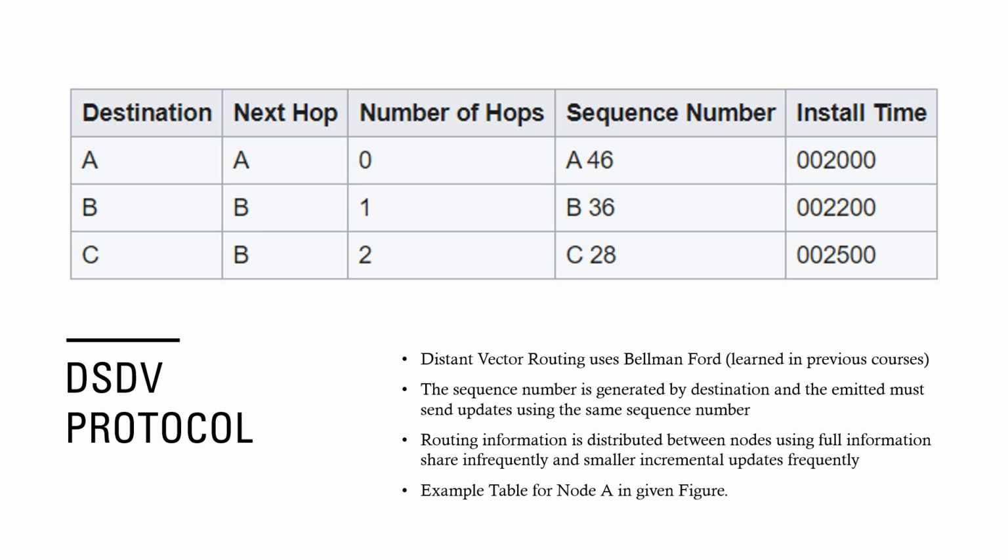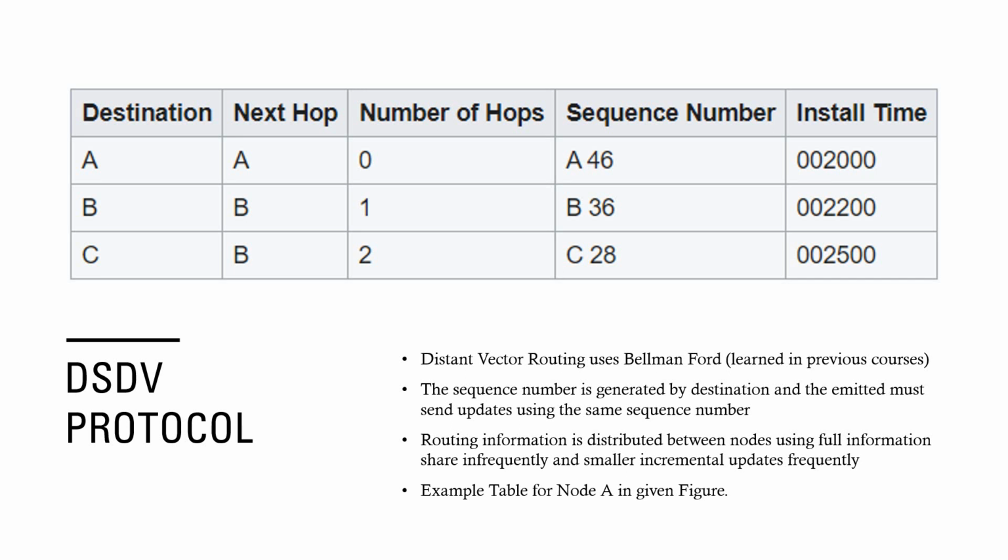So the distance vector routing uses Bellman-Ford, as you have already learned about Bellman-Ford in the previous courses, and I have also talked about it in short. The sequence number is generated by the destination, and it keeps the destination information. That means if some node detects an anomaly regarding that path or route, then it must also use this specific sequence number to send the updates, so that everyone else can verify whether it is an actual update or not.